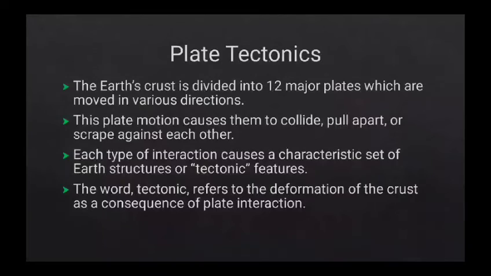So, plate tectonics. The Earth's crust is divided into 12 major plates, which are moved in various directions. This plate motion causes them to collide, pull apart, or scrape against each other. Each type of interaction causes a characteristic set of Earth structure or tectonic features. The word tectonics refers to the deformation of the crust as a consequence of plate interaction.